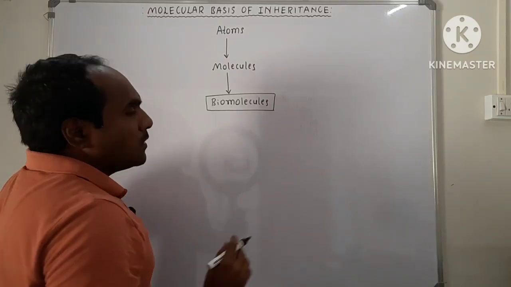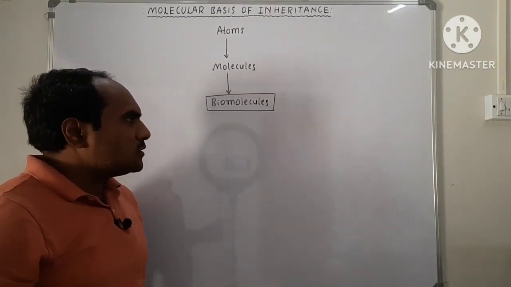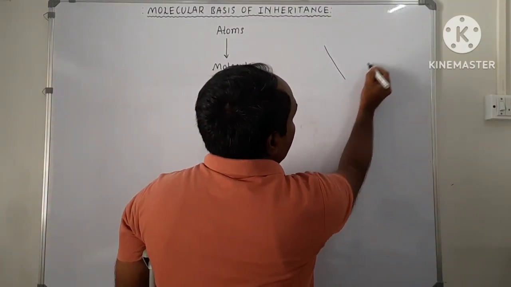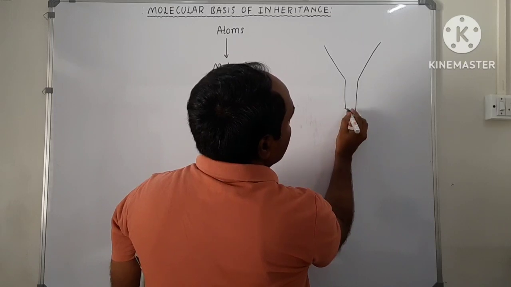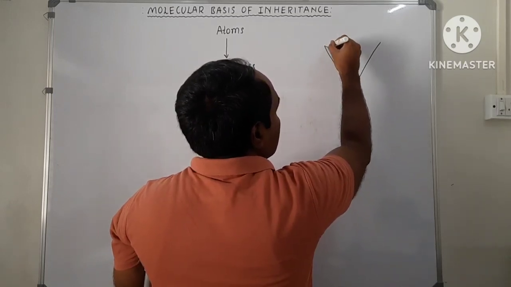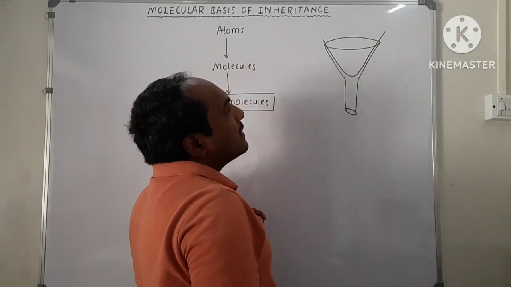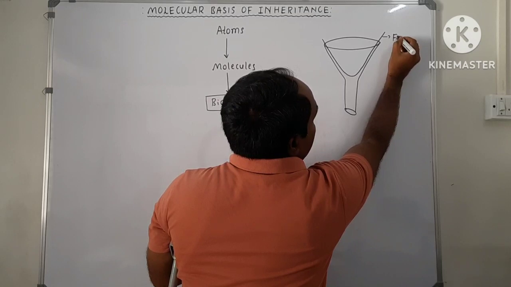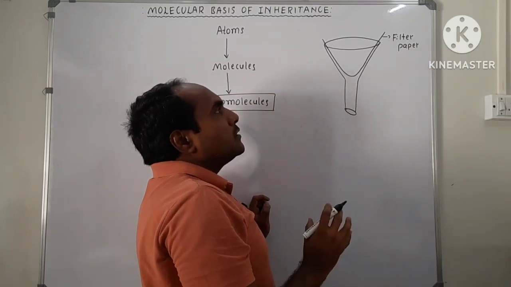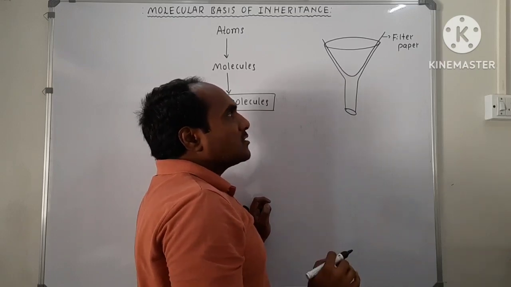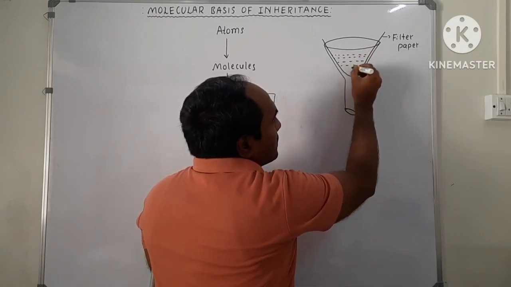See here, the molecules which make the living organism are known as biomolecules. In first PUC, you learned that when animal tissue or plant tissue is ground with trichloroacetic acid, we obtain a slurry. This is the filter paper. This is called slurry.